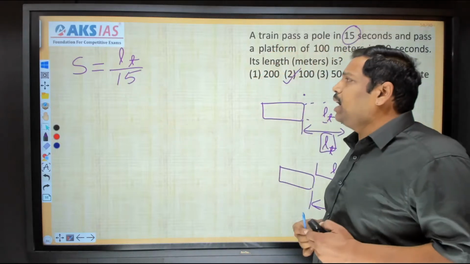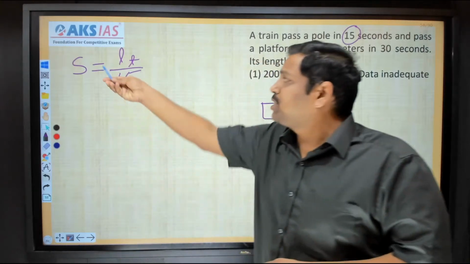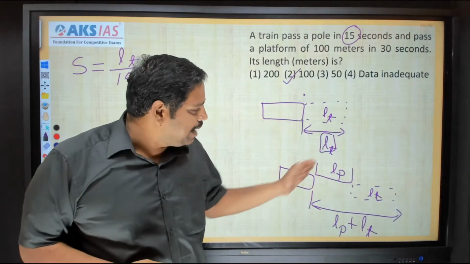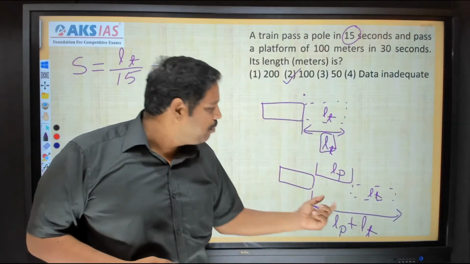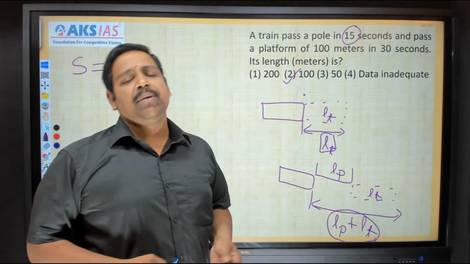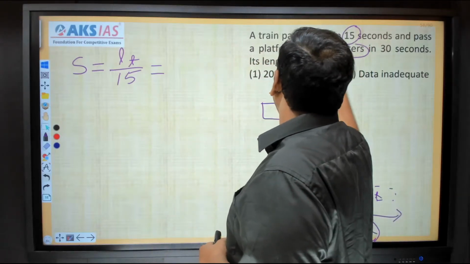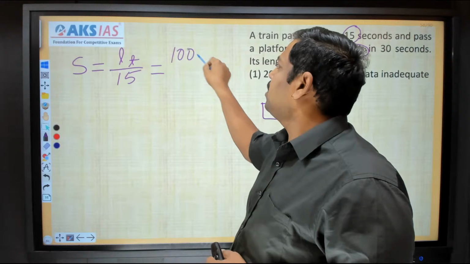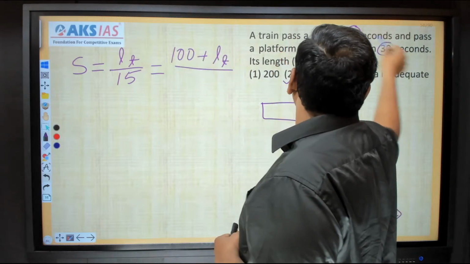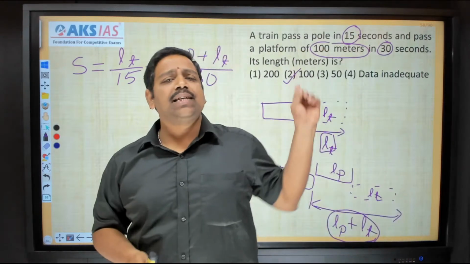Now what is going on? In the second case also, the speed of the train is constant, right? That's why I'm equating. What is the second case? In the second case, it is crossing a platform, and the distance it should cover is LP plus LT, right? So I'm writing the same. LP he gave as 100 meters, the length of the platform. So 100 plus LT by, now how much time is required? 30 seconds.